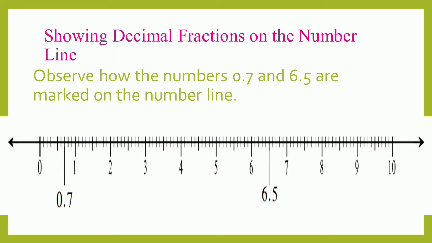Now the next number is 6.5. So the integer part is 6. So we calculate up to 6, and after 6 there are decimal points of 5. So after 6 we will count 5 places. 1, 2, 3, 4, 5. So the number is 6.5. In this way we can show the numbers on the number line.